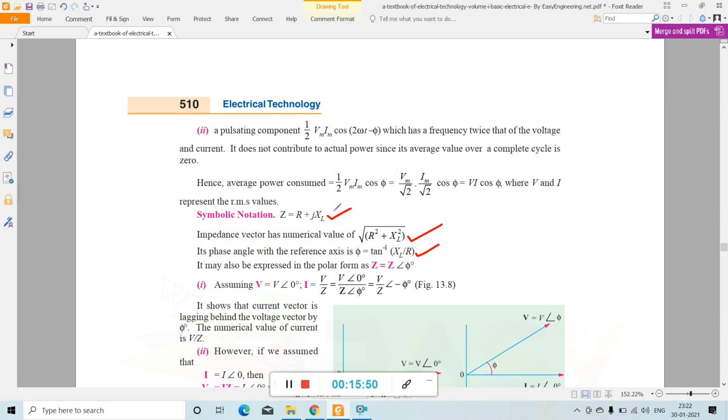That means this is the magnitude value and this is the phase angle. These are all in rectangular form. If we express it in polar form, then Z is equal to Z angle phi. So if V is equal to V angle 0, then I is equal to what? V by Z, that is V angle 0 divided by Z angle phi. So this is V by Z angle minus phi. These are all represented in polar form.